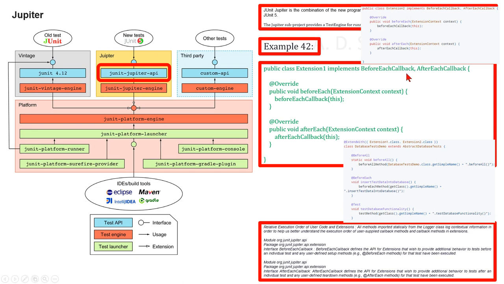Interface BeforeEachCallback in package org.junit.jupiter.api.extension in module org.junit.jupiter.api. The BeforeEachCallback defines the API for extensions that wish to provide additional behavior to tests before an individual test and any user-defined setup methods, for example @BeforeEach methods, for that test have been executed.